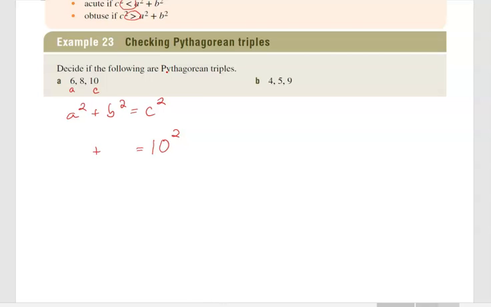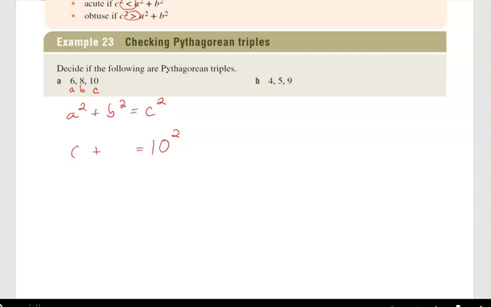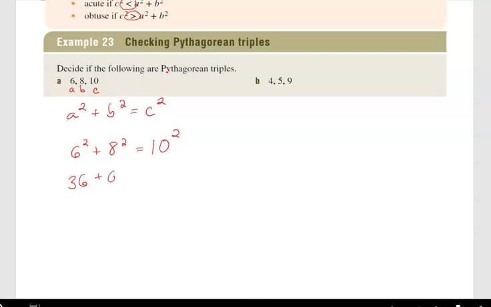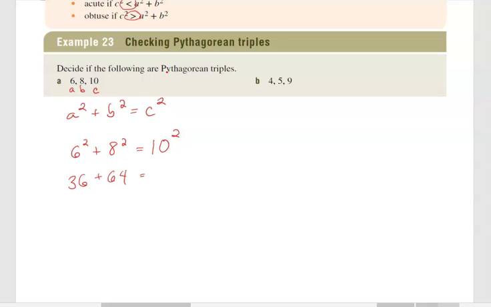Now I've got a choice. I can call that a and that b, as long as they're both shorter than the longest side. Let's do 6 squared plus 8 squared. And I think you can probably tell me that if I did 8 squared plus 6 squared, I'd still end up with the same answer. 6 times 6 is 36, 8 squared is 64, and 10 squared is 100. If I add these together, I'm going to get 100 on both sides. So therefore, yes, these are Pythagorean triples. Let's call it a triad.